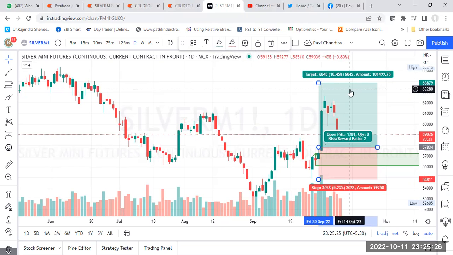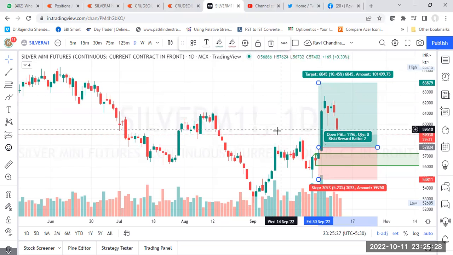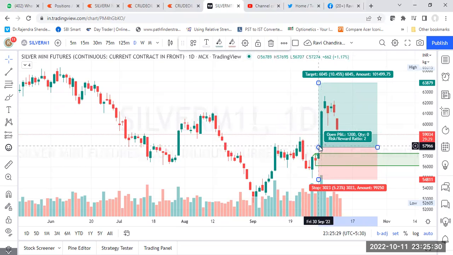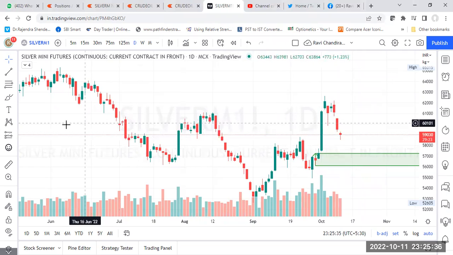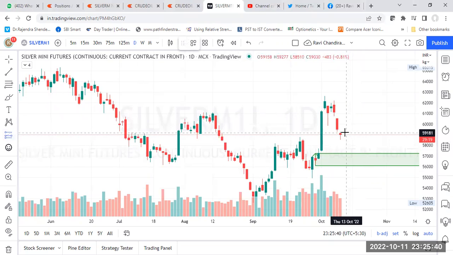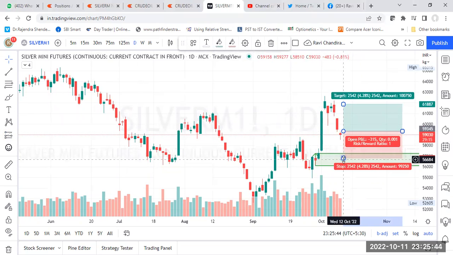Another option for me is, instead of taking this trade like this, I can go with the momentum. If the price opens above this, what I can do is I can plot a long trade from here. So tomorrow it depends on where the price is opening. I can plot a long trade from here.